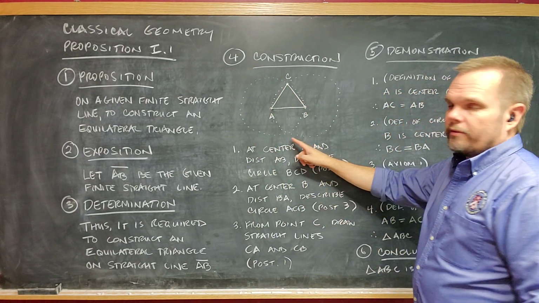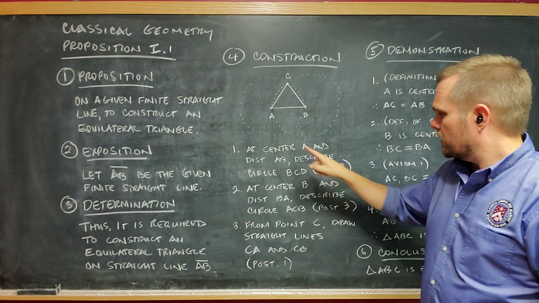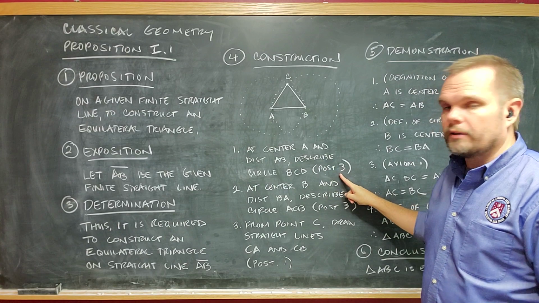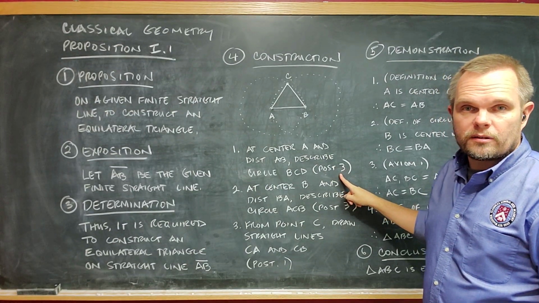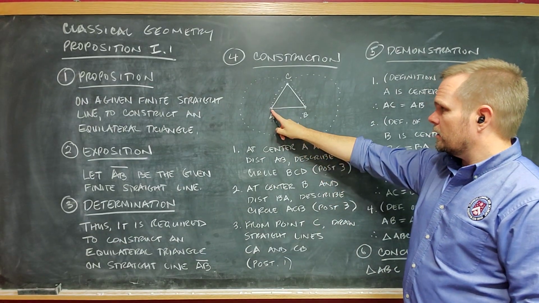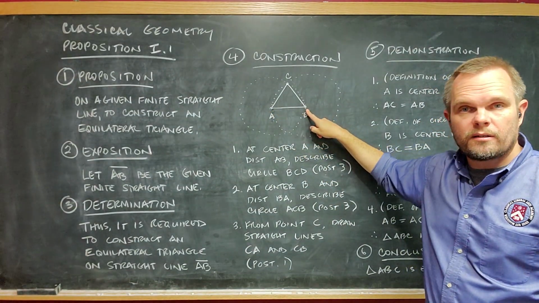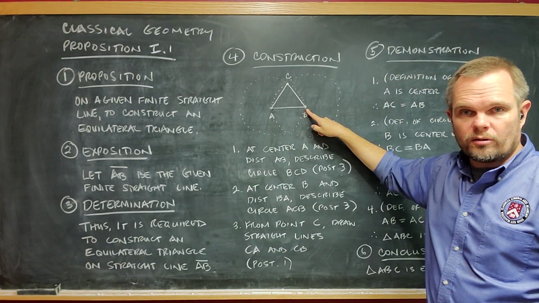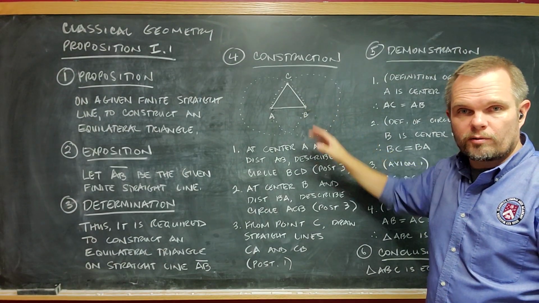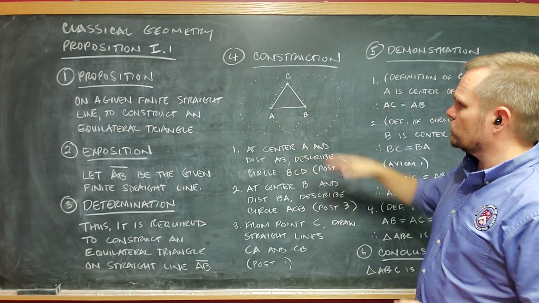We're able to do that in geometry because Postulate 3 allows us to do so. Postulate 3 allows us to take this center point and this distance and to draw a circle. Postulate 3 told us that we're allowed to do that. And so we draw this circle.